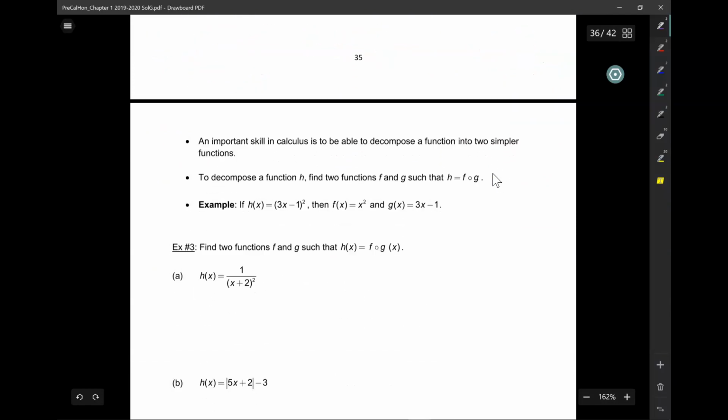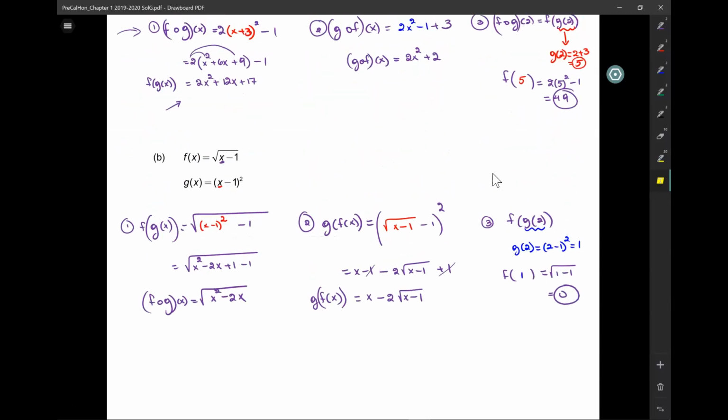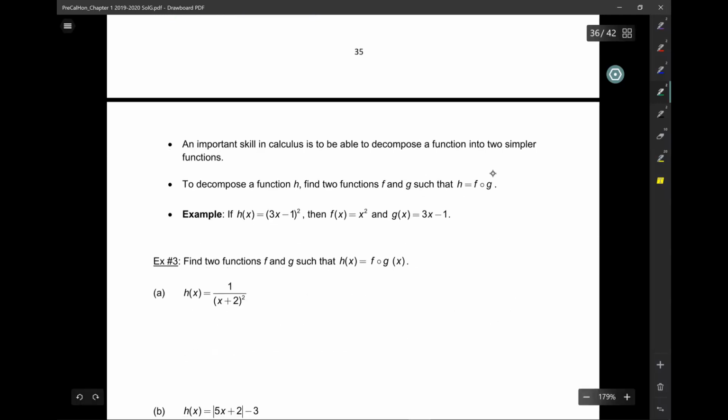Now, it's one thing to be able to put f of g of x together, but you also have to be able to take it apart, to decompose it. This is very important in calculus, to be able to decompose functions into the simpler functions from which it came. So here I did f of g of x, and I got the square root of x squared minus 2x right here. Well, can I now take it apart and come up with f of x and g of x? I know there are cases where it's not that clear, but there are also cases in which it's very, very obvious.